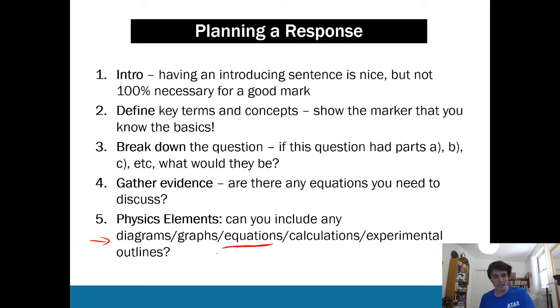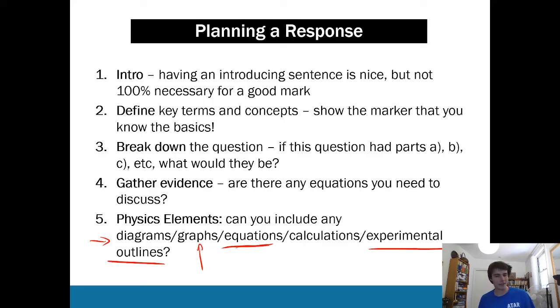If we're talking about the relationship between different things in an experiment, draw a graph, so for example your nuclear decay graphs, whether it be that or any kind of relationship from an equation or in an experiment, those kinds of graphs would be really, really useful as well. Experimental outlines, this is particularly helpful in your module 8, whenever you're discussing the experiments that different people would have done at different points in time.